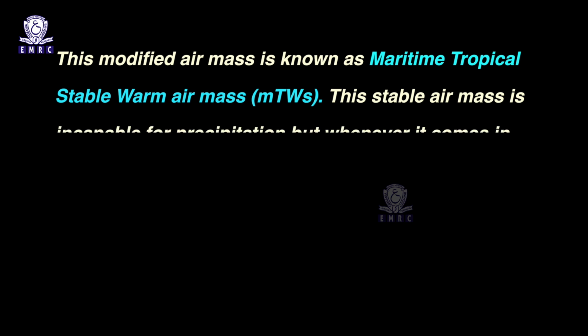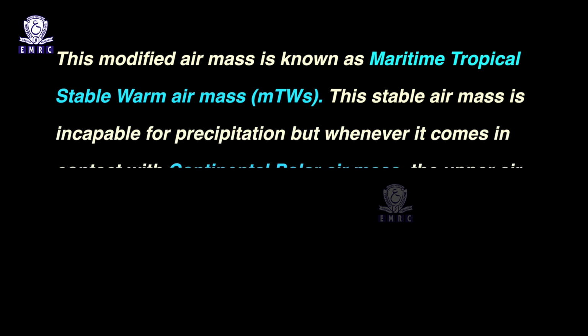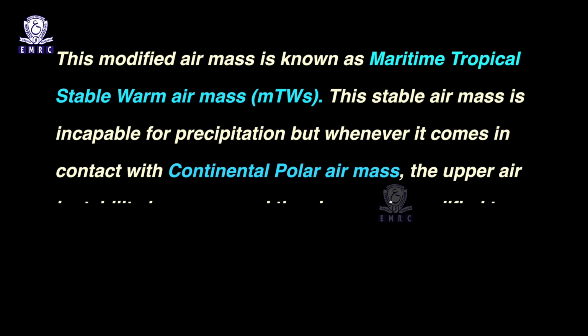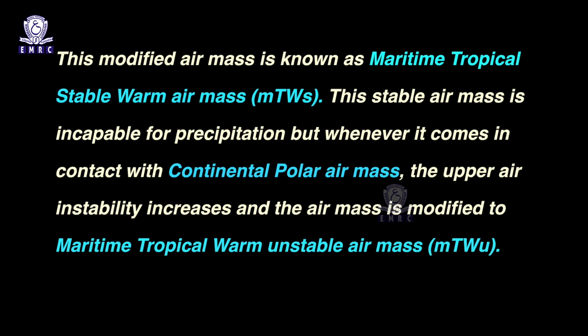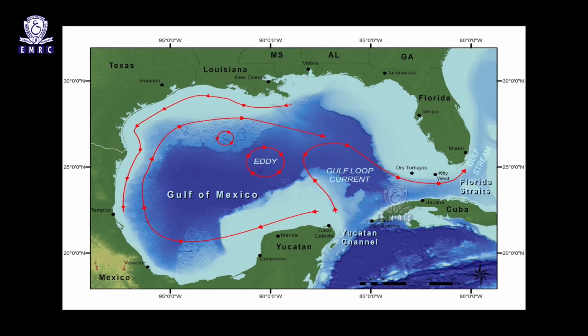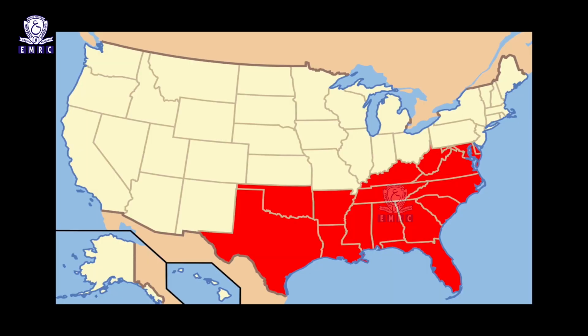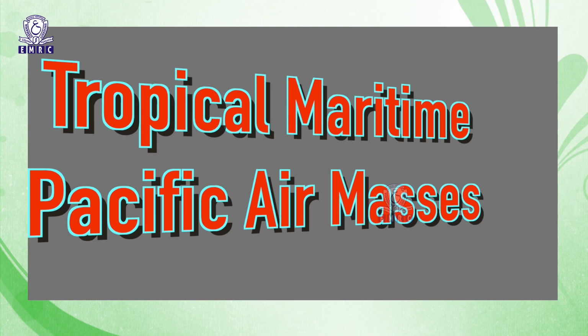This stable air mass is incapable of precipitation, but whenever it comes in contact with continental polar air mass, the upper air instability increases and the air mass is modified to maritime tropical warm unstable air mass. As the air mass rises along the mountain barriers, it yields heavy showers. In summer, the maritime tropical warm air mass coming from over the Mexican Gulf brings hot and sultry weather in the southern and southeastern states of the United States of America. The air mass also produces several thunderstorms.